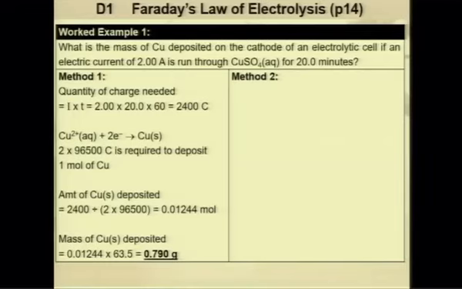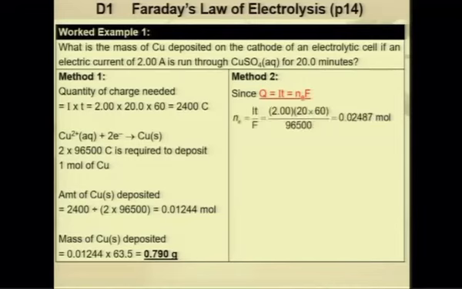Okay? Method 2 is the one that I hide some of the numbers from you. You might want to take it down. I like this method because it's very fast. I told you that Q is equal to It. I also told you Q is nF. Why not just merge the 2 equations together? Right? From here, I can find the number of moles of electrons very easily. Once I find the number of moles of electrons, let's look at the equation. Okay? So what you know is the number of moles of electrons that were used is 0.02487 moles.